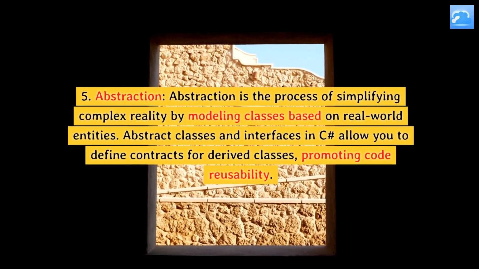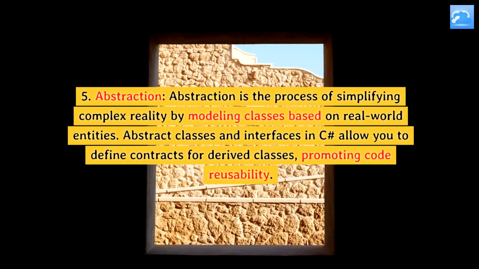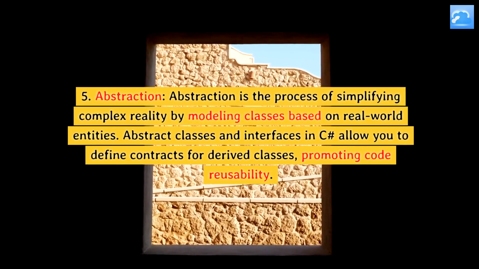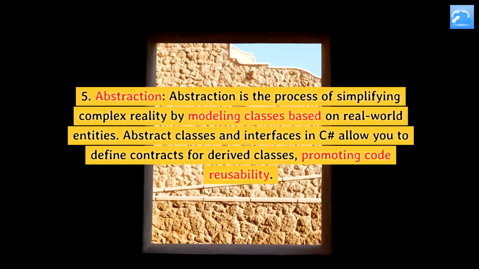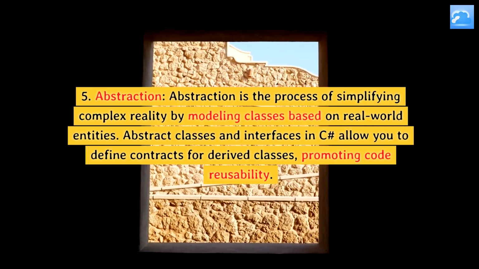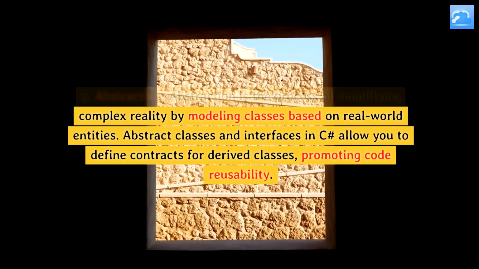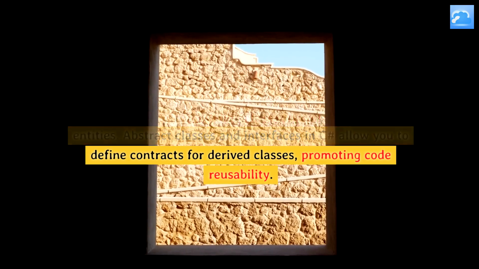5. Abstraction. Abstraction is the process of simplifying complex reality by modeling classes based on real-world entities. Abstract classes and interfaces in C# allow you to define contracts for derived classes, promoting code reusability.